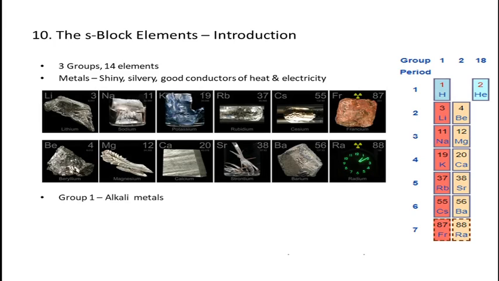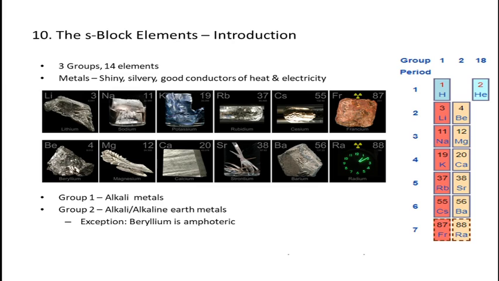Group 1 metals are also called alkali metals because they react with water to form hydroxides which are strongly alkaline or basic in nature. Whereas group 2 metals are called alkaline earth metals because they are mostly found in Earth's crust. Their oxides or hydroxides are also alkaline in nature. Beryllium is an exception to this as it is not alkaline but amphoteric in nature.